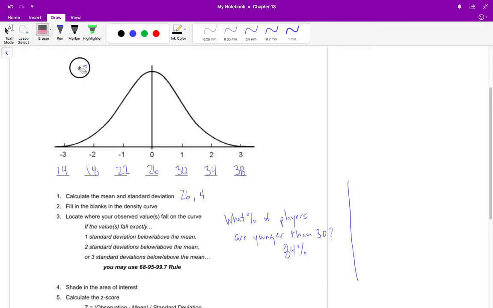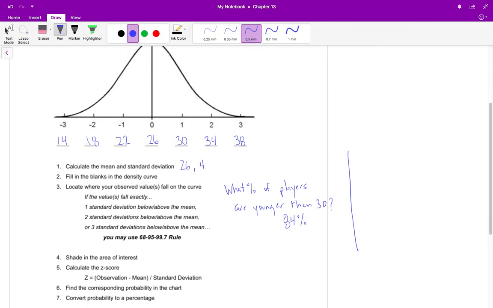And show you how this works. All right, so now for z-scores, let's start with where z-scores are practical. Let's say I change this question: what percentage of players are younger than 31? I'm just going to put 31 above that 30 for now. 31 is like right over here.